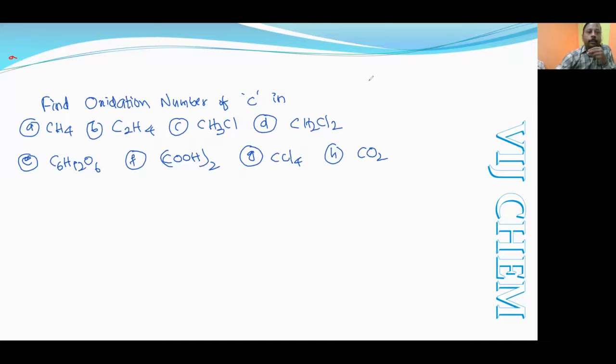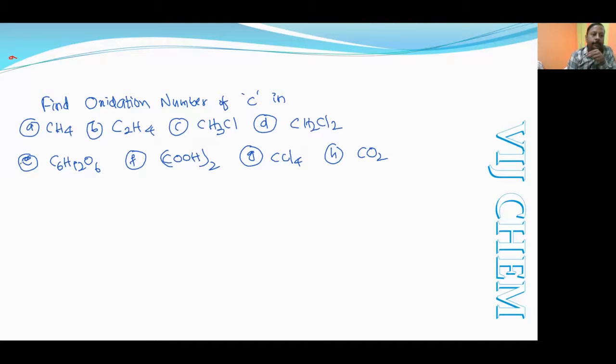Here are somewhat difficult questions. Some easy questions are also merged together. Now find out the oxidation number of carbon in CH4, C2H4, CH3Cl, CH2Cl2, C6H12O6, (COOH) whole twice, CCl4 and CO.